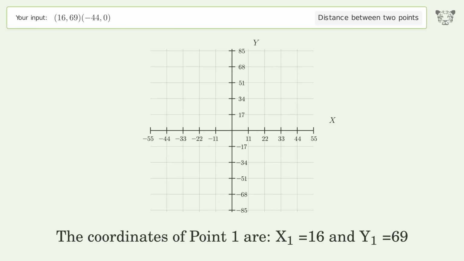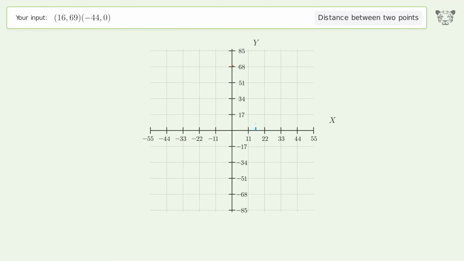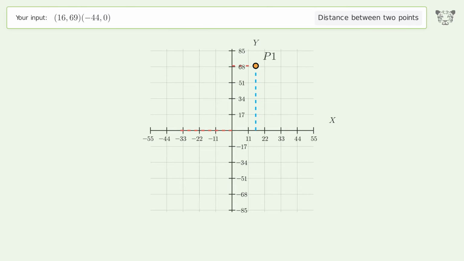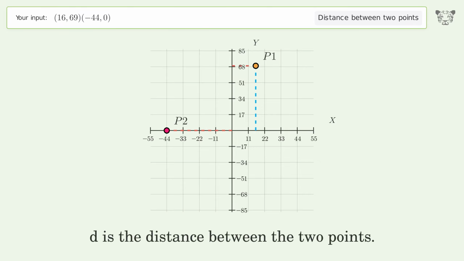The coordinates of point 1 are x1 equals 16 and y1 equals 69. The coordinates of point 2 are x2 equals negative 44 and y2 equals 0. D is the distance between the 2 points.